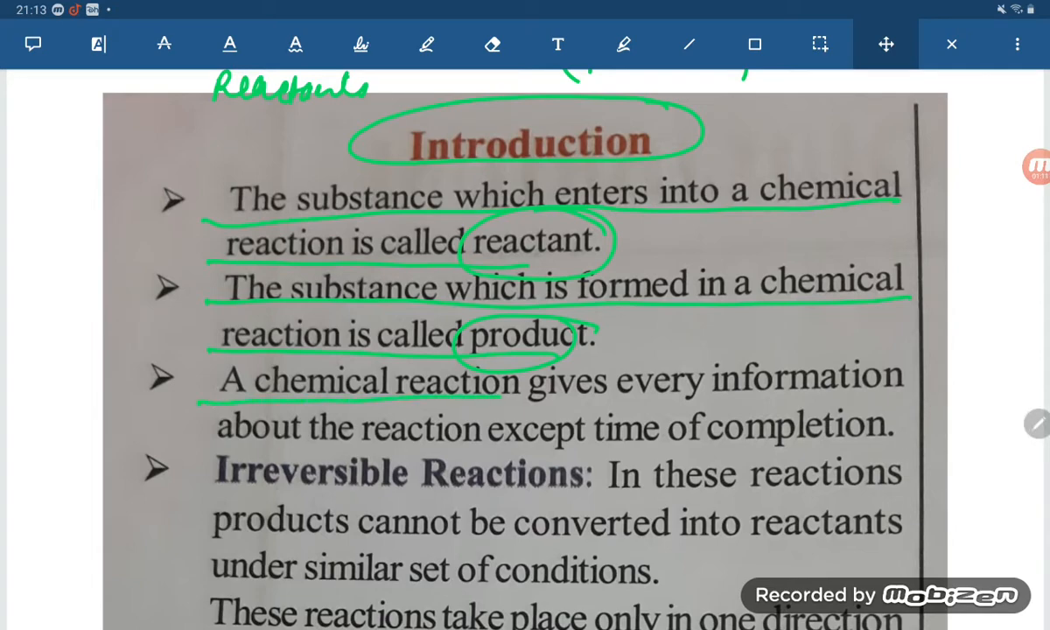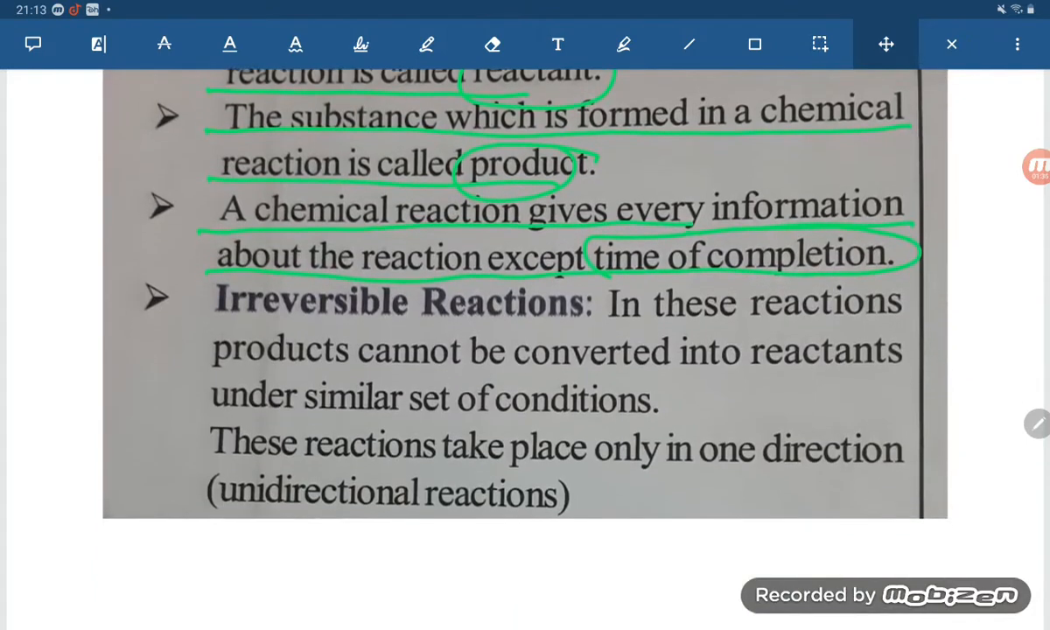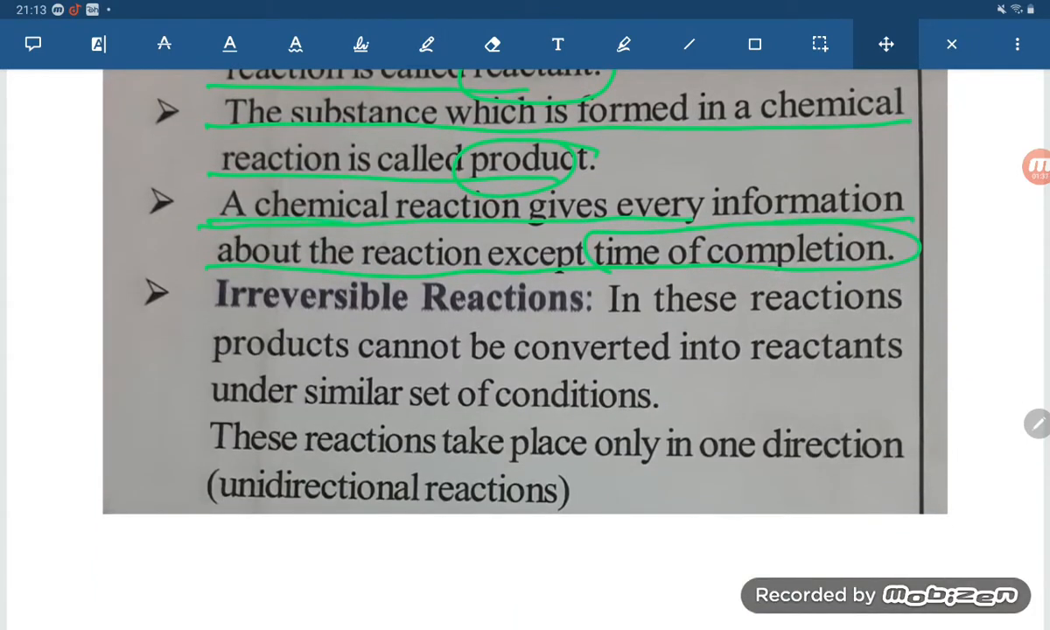Next point: a chemical reaction gives every information about the reaction except the time of completion. It will give the phase of N2, the phase of H2, the phase of the formed product, and whether the reaction is reversible or irreversible, but it will not give how much time it is going to take. So a chemical reaction gives every information about the reaction except the time of completion.